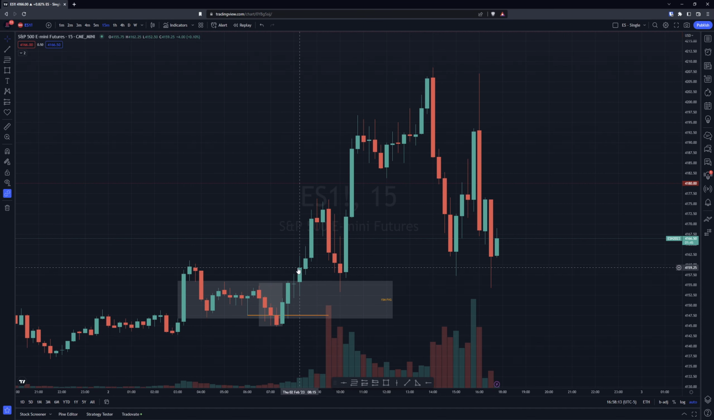So we did come back into that as well. There's a bunch of things working: order block, fair value gap, accumulation range, rockets, right?